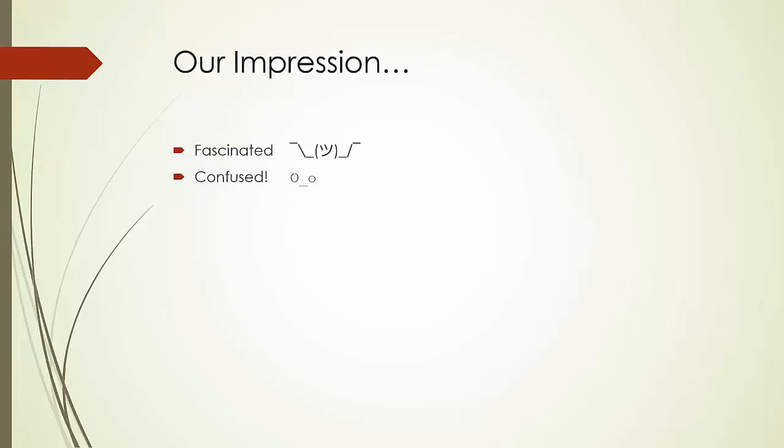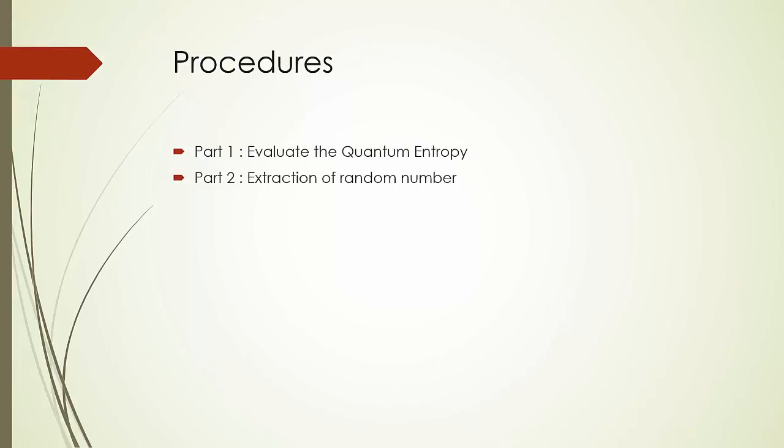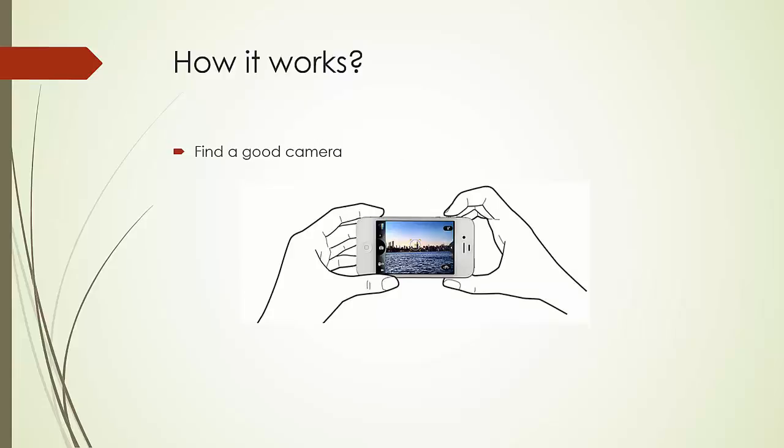So at the end of the presentation, we hope you'll be as fascinated and as confused as we were while implementing this paper. This quantum random number generation has two parts. The first one is the evaluation of quantum entropy, and the second part is the extraction of random numbers from that quantum entropy. So it all starts with finding a good camera, and we'll explain later what a good camera is.